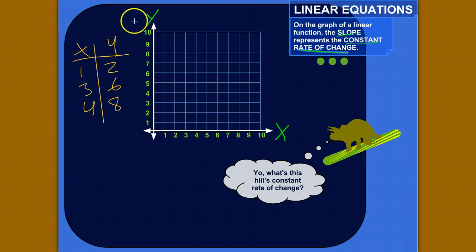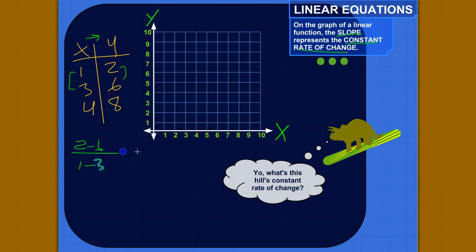We have a function of y and x. So x's are turning into y's. So let's find the constant rate of change. The rate of change between two points is just the change in the y's, or the output variable, over the change in x. So we could do here 2 minus 6 over 1 minus 3.